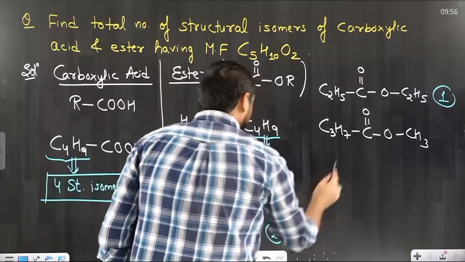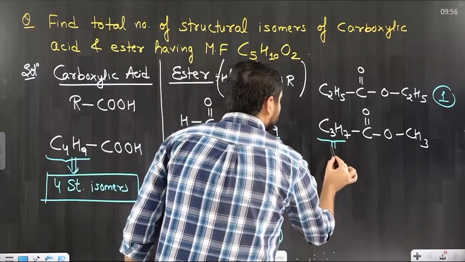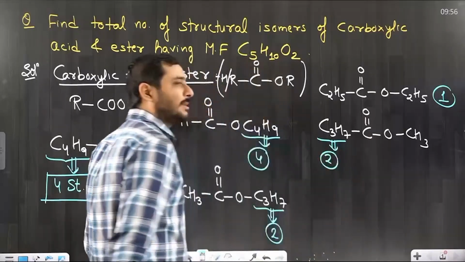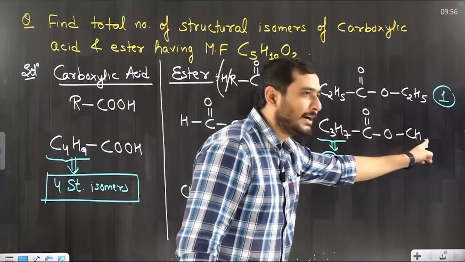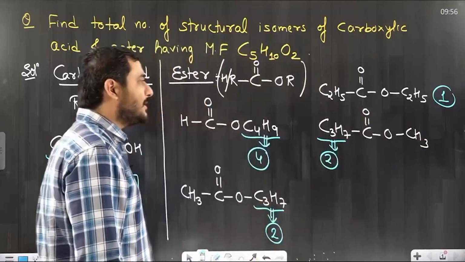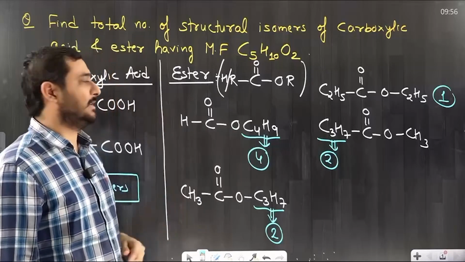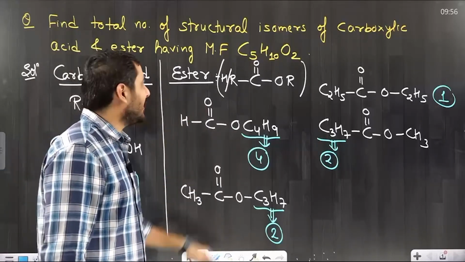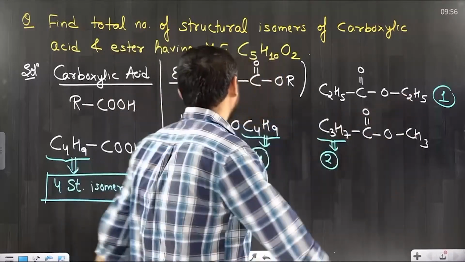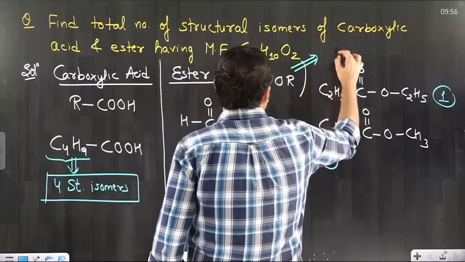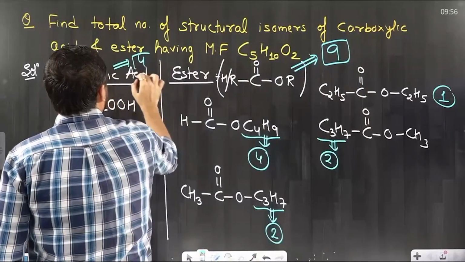Now, how many isomers are possible for C3H7? 2 structural isomers are possible. Now if you write here C4H9, then there would be hydrogen on the other side. That is not possible, because if you write hydrogen here, it becomes a carboxylic acid, not an ester. So how many esters are possible in total? 4 plus 2, 6, 6 plus 2, 8, 8 plus 1, 9. So the total number of esters is 9, and the total number of carboxylic acids is 4.